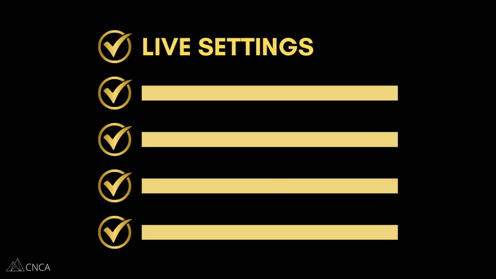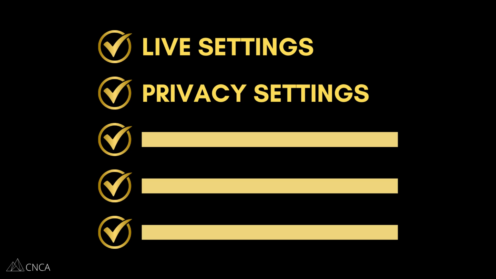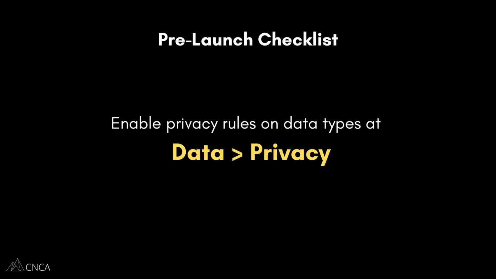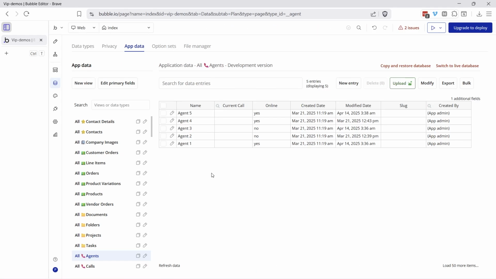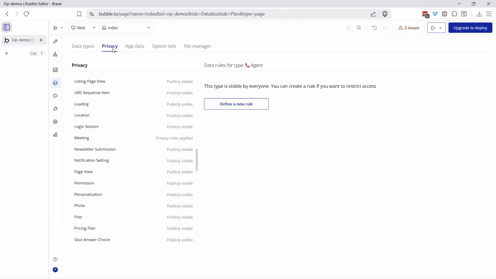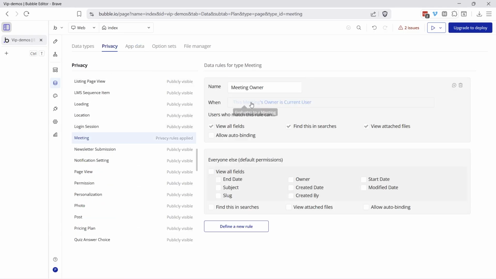Checklist item number 2, privacy settings. This is a non-negotiable step for security. Every single Bubble app must have privacy rules enabled for sensitive data. If you don't, you could be exposing private information to anyone who knows how to look for it. So in the Data tab, go to the Privacy section, and any data type that contains sensitive information like user, order, or, again, any other data that would have personal details, you have to set up rules.